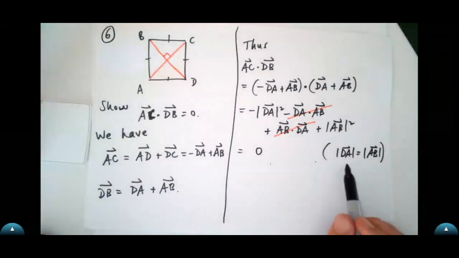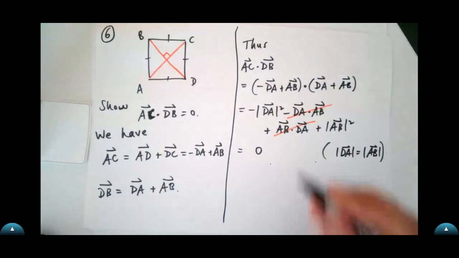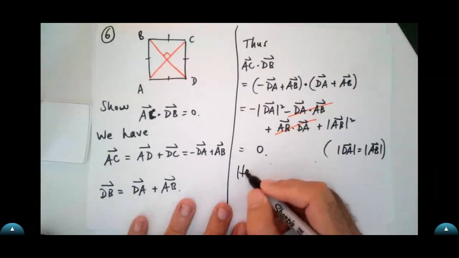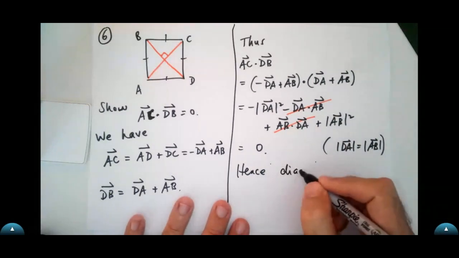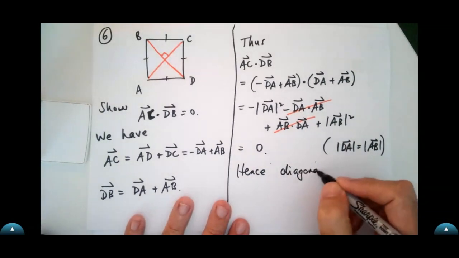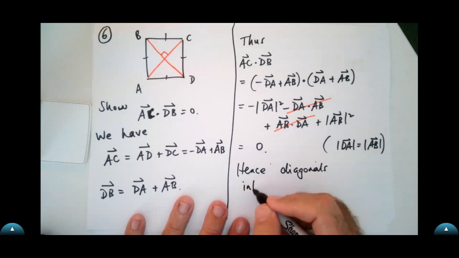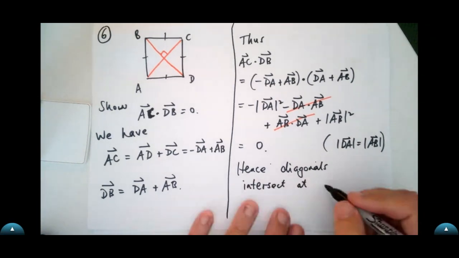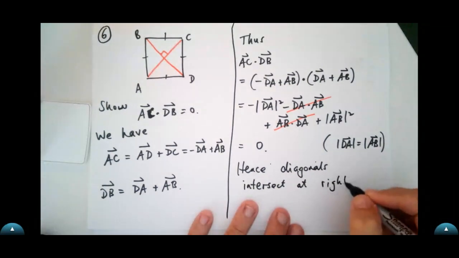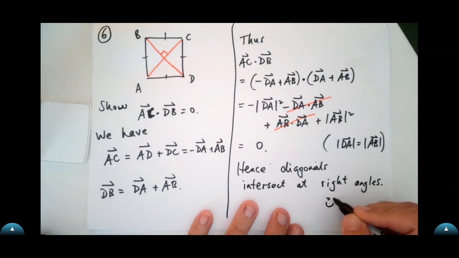So we can just note over there, because it's a square, these two things are equal. So let's make our conclusion. Hence, diagonals intersect at right angles. That's it.